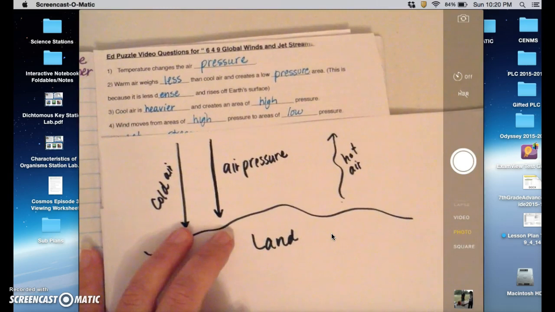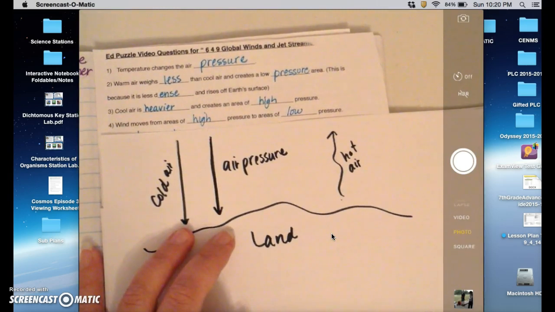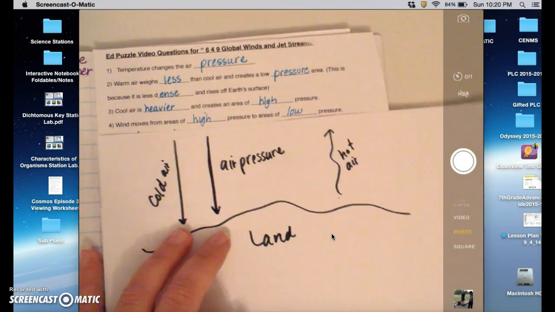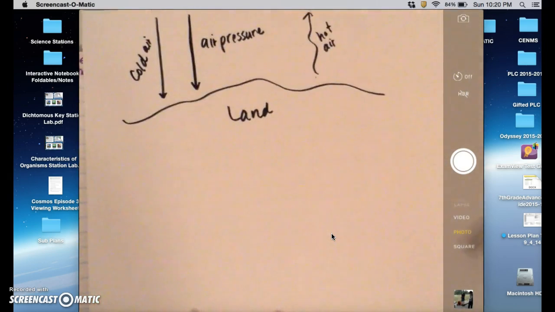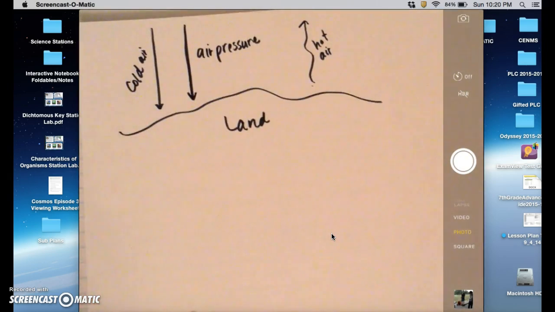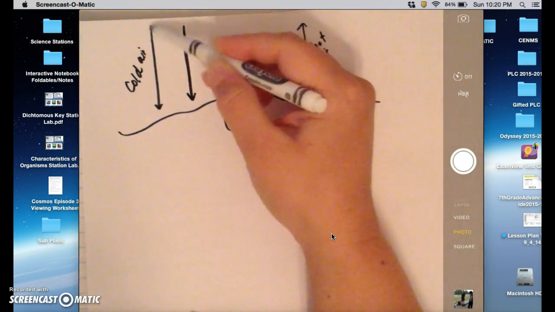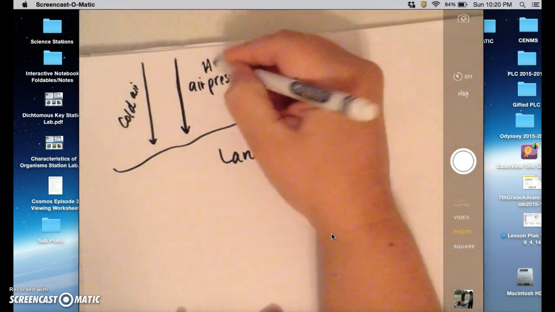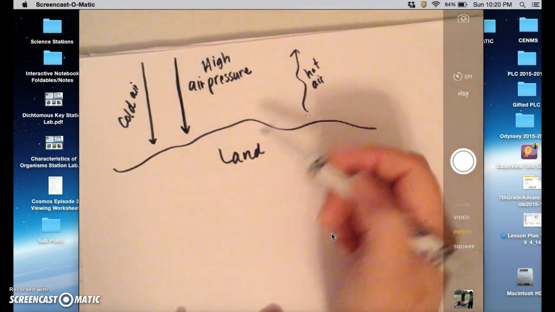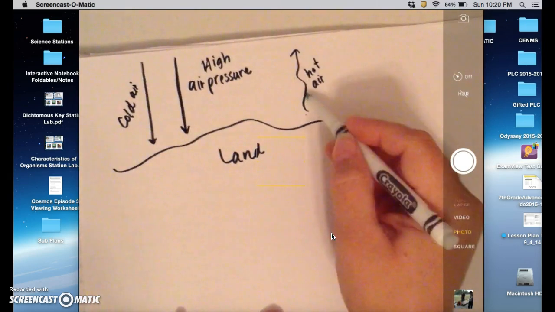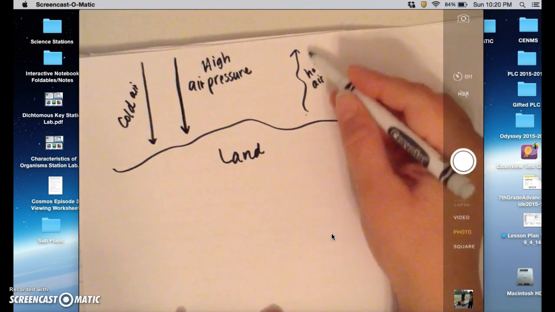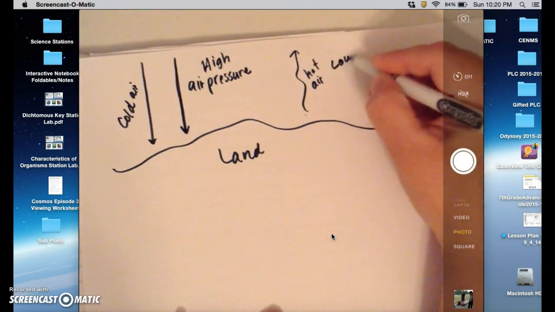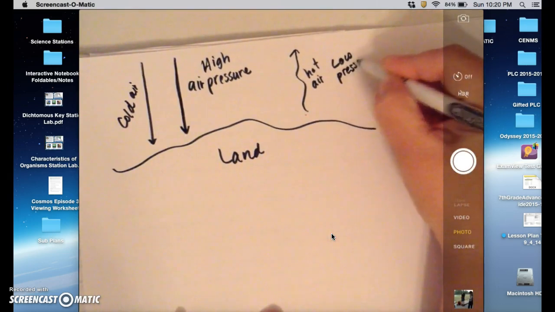Number 4, wind moves from areas of high pressure to low pressure. So if you have an area, like here, where you've got cold air sinking and giving you high air pressure, okay, and then you have a spot that's right over here where you have hot air rising, this is going to give you low pressure, okay.